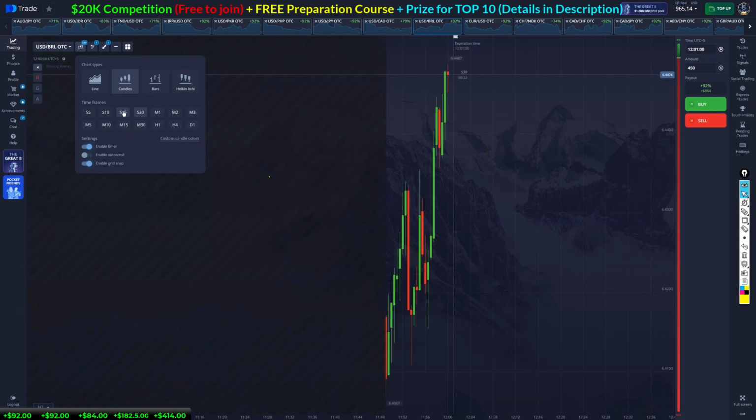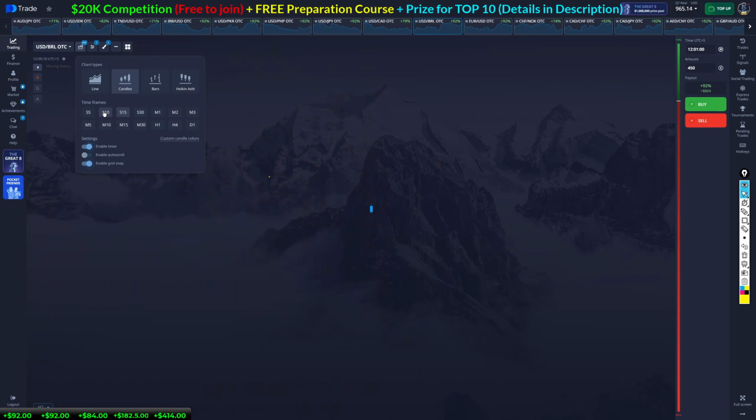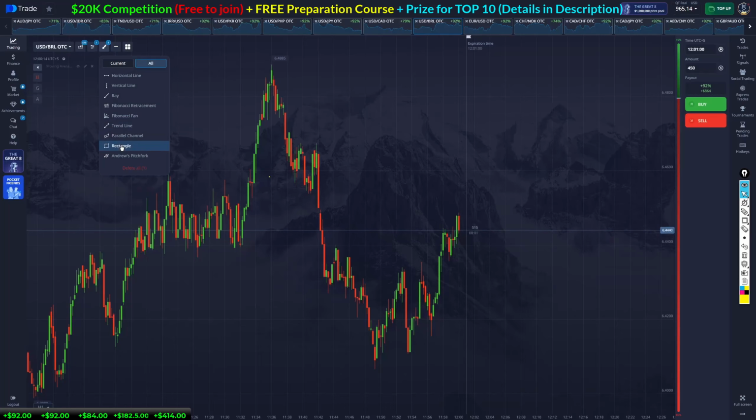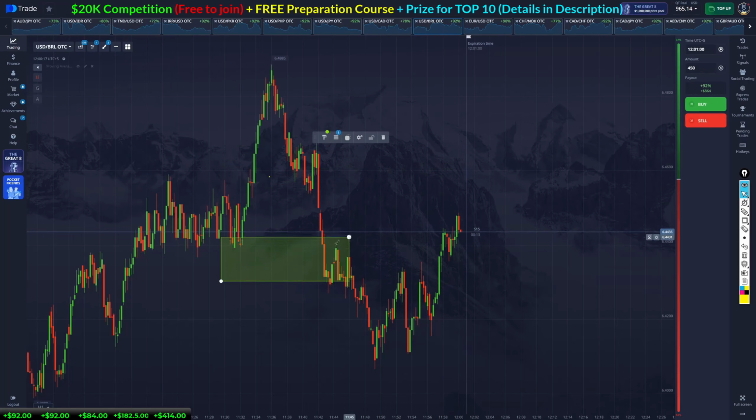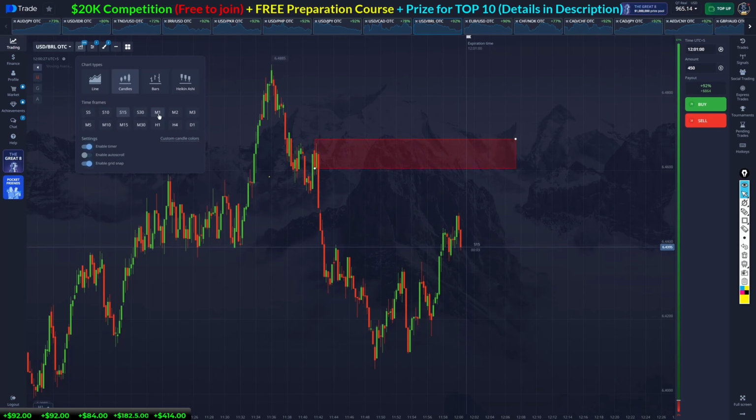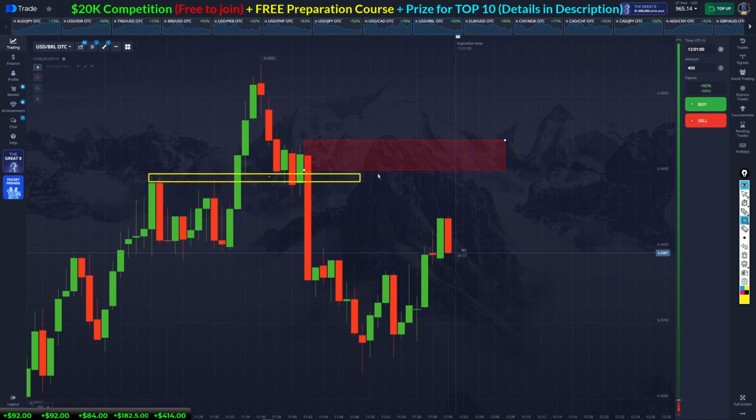I have to mark the entry zone inside. Okay, this is the entry zone. This is the entry zone. But this QM, it's above the QM zone. It's above the QM zone.